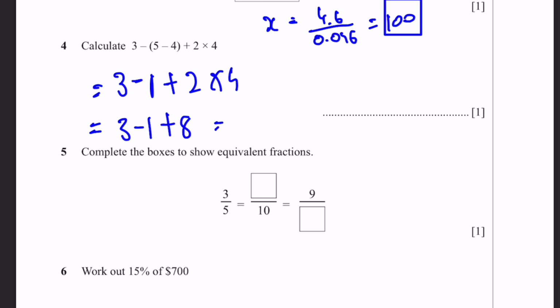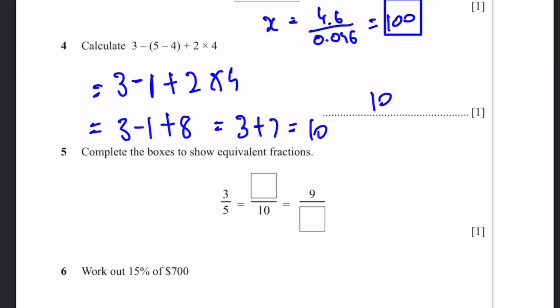Next is addition. Negative 1 plus 8. Don't just take 1 plus 8 and then 3 minus 9. That's wrong. You have to count the negative sign as well. So negative 1 plus 8, that's equal to 7, so 3 plus 7, which is equal to 10. That's the answer.